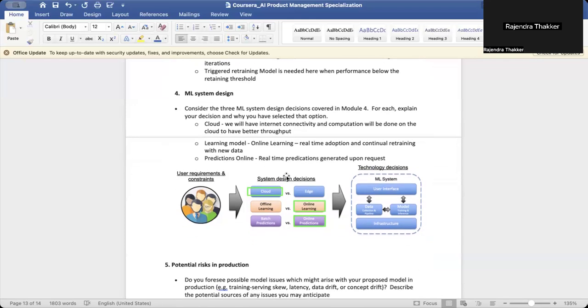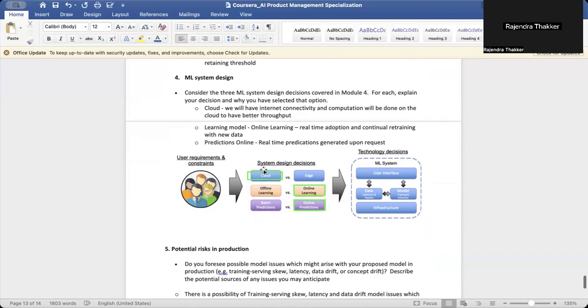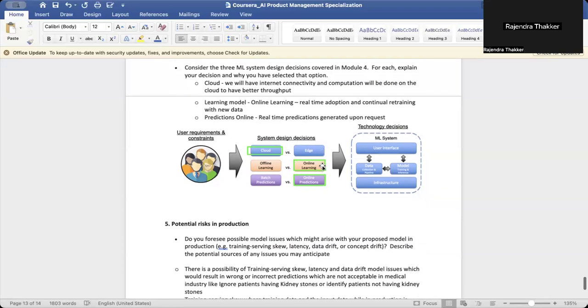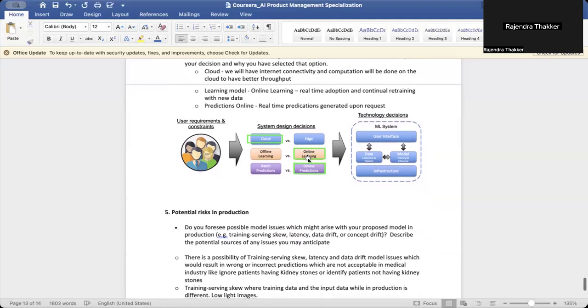Here are some of the machine learning design considerations. Primarily we'll go with cloud. In hospitals, we would have internet connectivity, and we need to do the computation over a larger data set, and the cloud will give better throughput. The learning model is online, with real-time adoption and continual retraining with the new data, and prediction needs to be real time because it's online learning and the request is on demand.